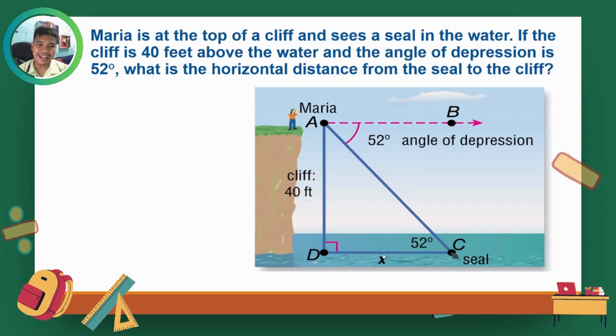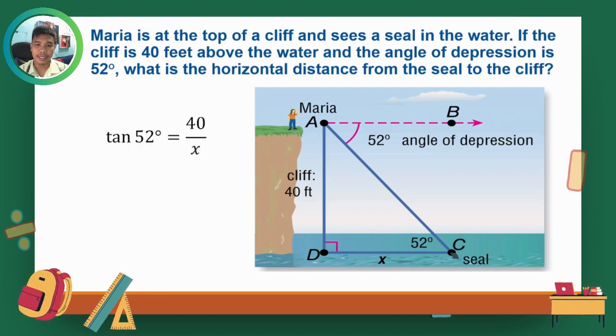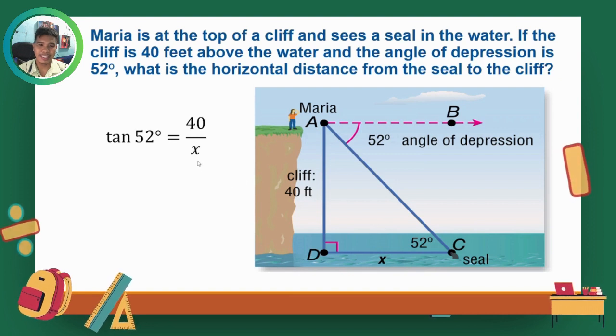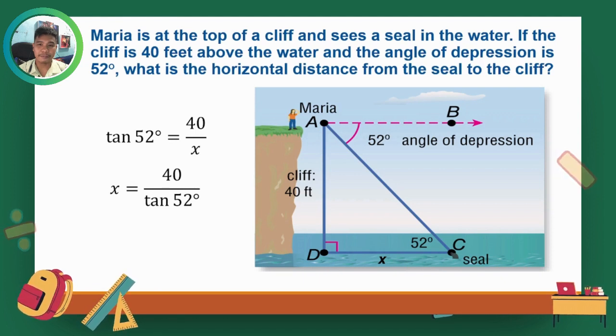So given that the tangent of 52 degrees as our reference angle is equal to the opposite side of this angle C, which is 40 feet, over the adjacent side, which is represented as X. To get the value of X, or the horizontal distance from the seal to the cliff, we use this equation. This is now X equal to 40 over tangent 52 degrees.